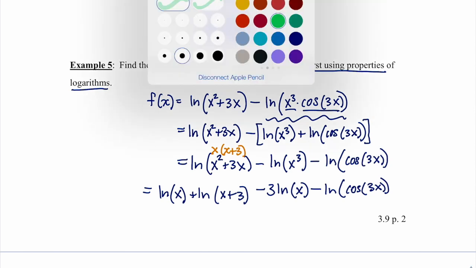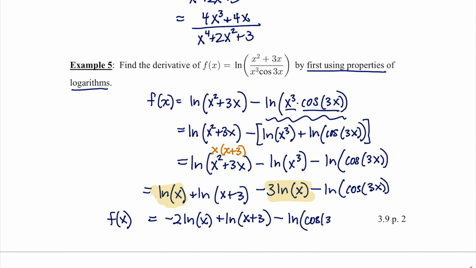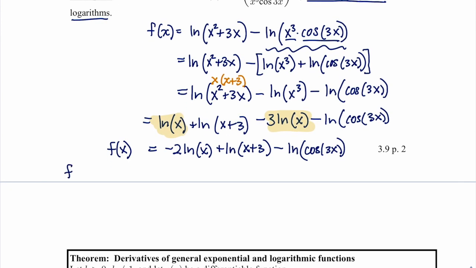And then we could observe that we have a natural log of x minus 3 natural log of x. So we could call that negative 2 times the natural log of x. And then I think we've done all the simplifying we can before we take the derivative. So again, this is still just the function itself, and rewriting the function using logarithmic properties as much as we can. So now that we've got this form, the derivative won't be so bad.